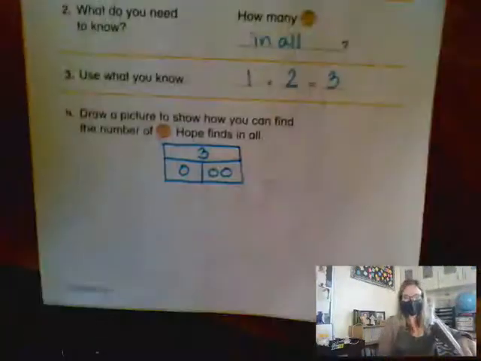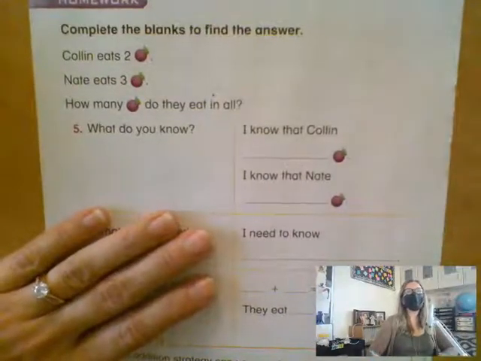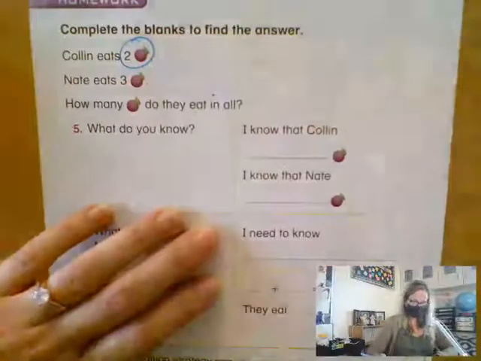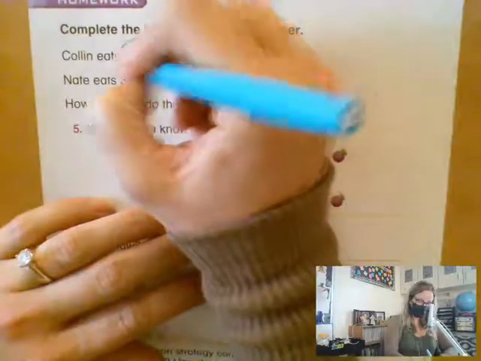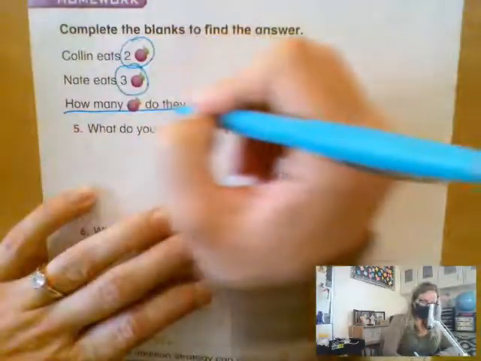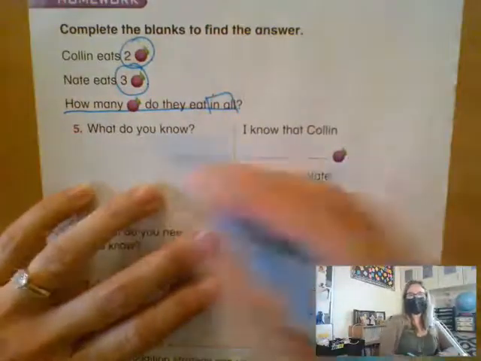All right. Now we're going to do one more. Oh, we got a few more on the back here. Okay? One more problem, though. It's just broken up. Okay. Colin eats 2 plums, everybody. Circle 2 plums. Nate eats 3 plums. Circle 3 plums. Yum, I love plums. How many plums do they eat in all? So we hear in all.